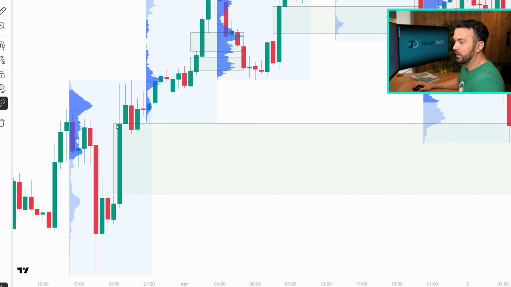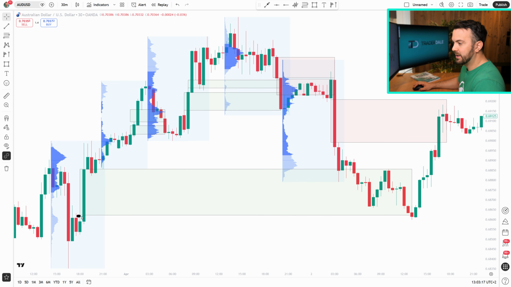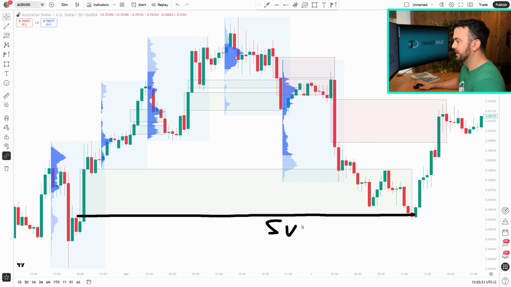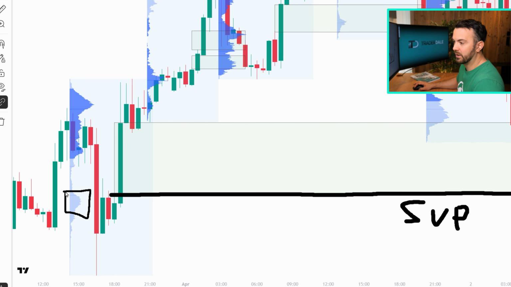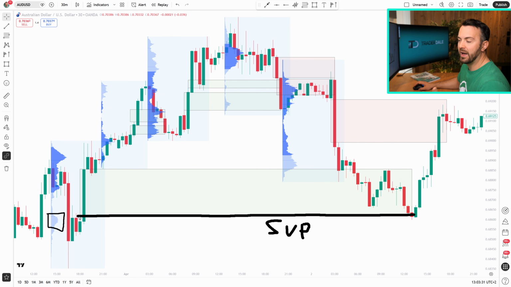Let's start with the one on the left. This one, the big one. As you can see, it begins in here. So this level represents support. It also nicely aligns with this volume cluster right here. So it is a nice combo of the fair value gap and also the volume cluster here, and represents a support. So when the price hits this support in here, it means you go long from there.